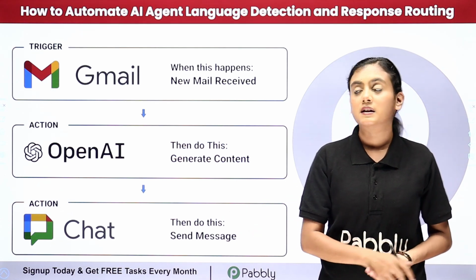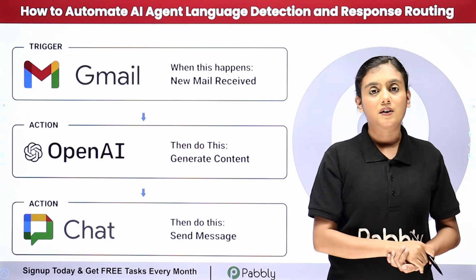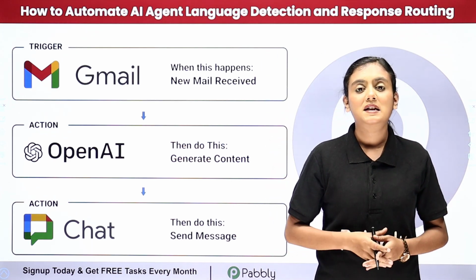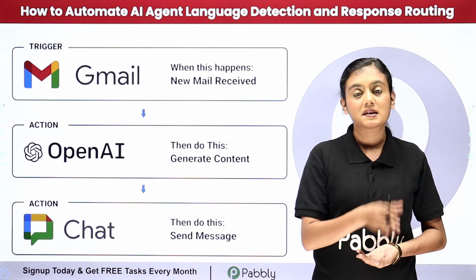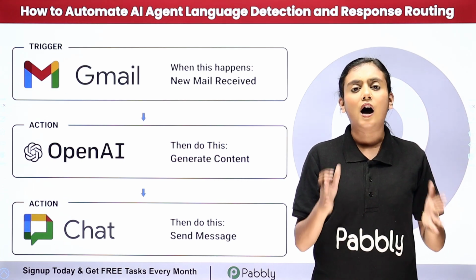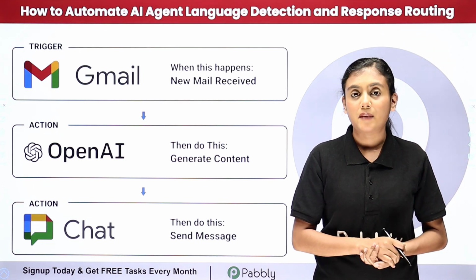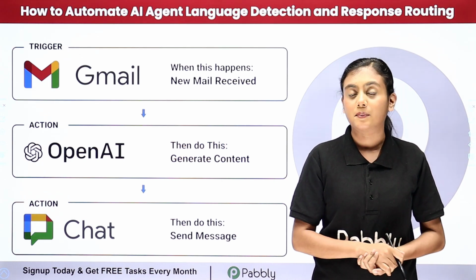In this video, we're going to learn how to automate AI agent language detection and response routing. So I am an owner of a multinational e-commerce business and I receive a lot of inquiries by my customers in different languages from all around the world in my Gmail account. Now detecting these languages manually and then assigning this inquiry to the right team is very time consuming.